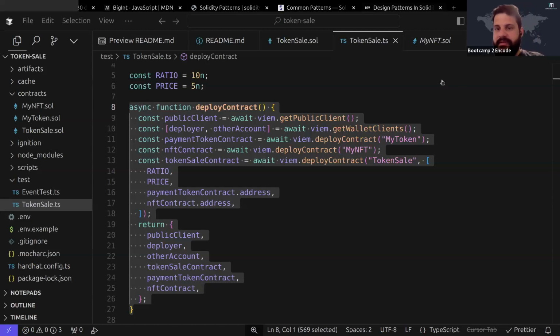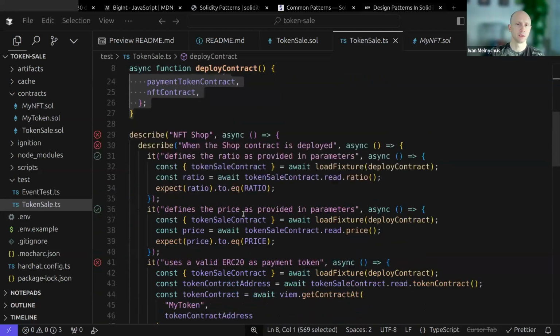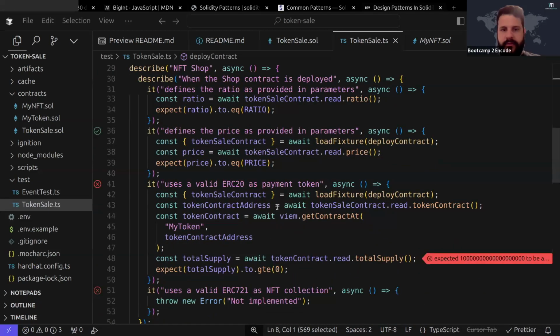Yvonne, you wanted to ask something? I had a conceptual question. It seems to me that when we are doing the unit test, we are creating a whole environment so we can test it completely. But when we eventually go to production, some of the things we are creating now, my token and my NFT, potentially will already exist live. So it is then our responsibility to keep track of the proper addresses and plan properly the launch of the new token sale.